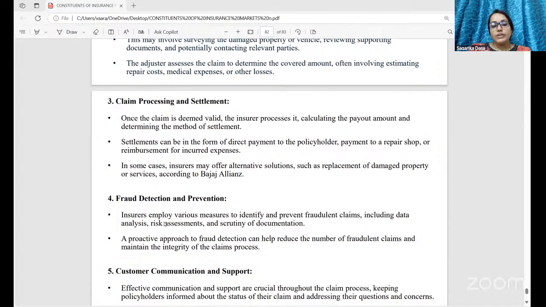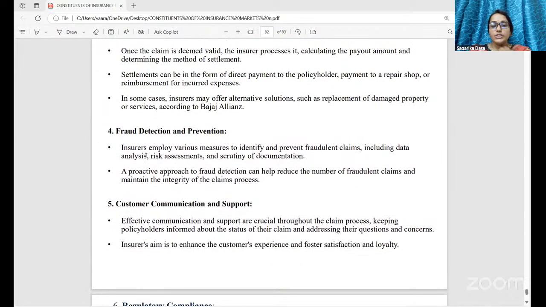Fraud detection and prevention. Insurer, that is insurance company employees, will take various measures to identify and prevent fraudulent claims, including data analysis, risk assessment, and scrutiny of documentation. A proactive approach to fraud detection can help reduce the number of fraudulent claims and maintain the integrity of the claim procedure. Now, in this scenario, the insurance company will appoint fraud detectors, or preventive measures will be taken.